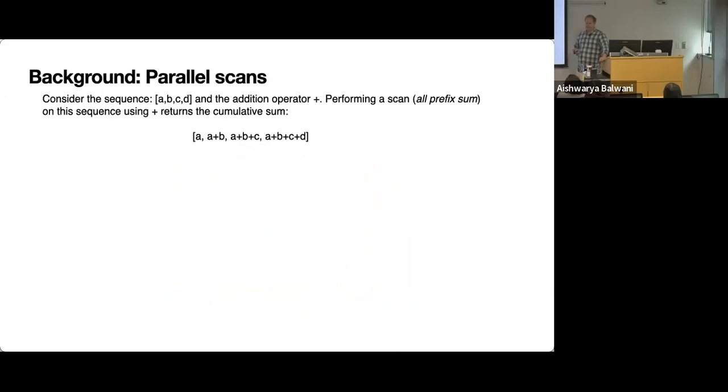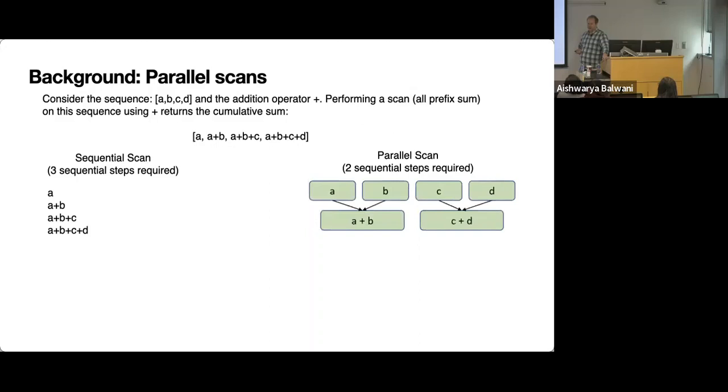So to give you one example of that, suppose that you want to just sum up the numbers A, B, C, D. You could do that linearly: A plus B, plus C, plus D, and so on and so forth. That would take you 3 steps, but you could do it in parallel too.